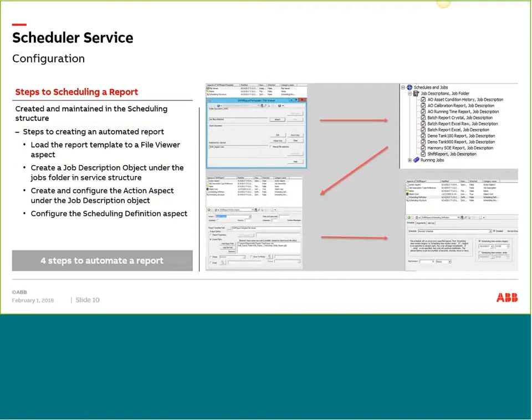Then the next step we're going to do is create and configure the action aspect to make a report, and we're going to pick what report we're going to run, how often, and where it's going to store that report. We can store it in the 800XA system. We can store it as a Windows file. A lot of different flexibility there. And then the last thing we'll do is configure the scheduling definition aspect to say when and how it's going to run.